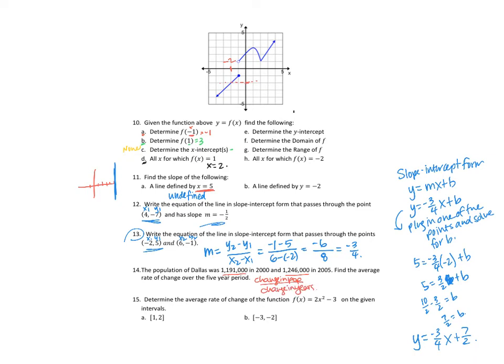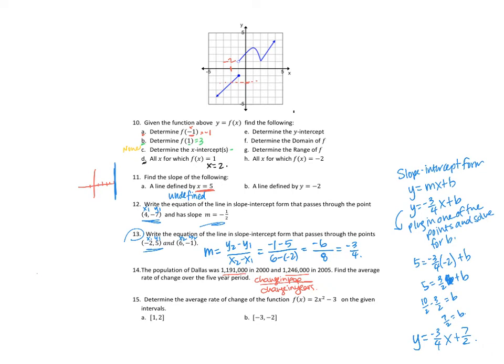Okay, and we always do the change in our dependent variable over the change in the independent variable. If you're not sure which is which here, just think about it. Does the population of Dallas determine the date, or does the year determine the population of Dallas? Clearly the population is going to be dependent on the year, not the other way around, because that wouldn't make any sense at all. So let's do the change in population over change in years.